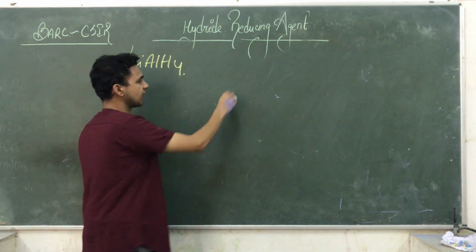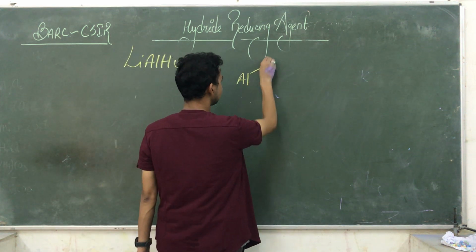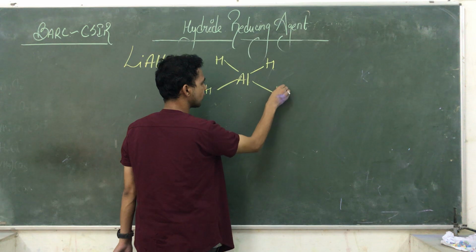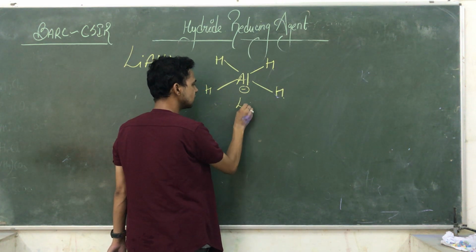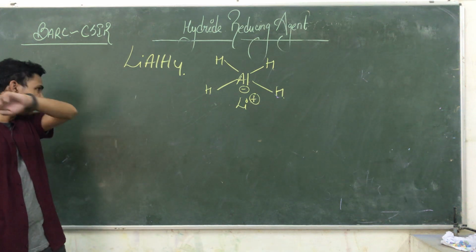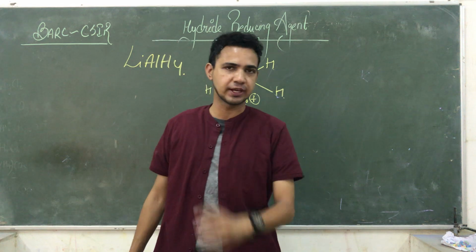Its structure is to be like this. That is aluminium. That is lithium aluminium hydride. One hydrogen is here, another hydrogen, and one more hydrogen having a negative charge. One lithium is also attached here partially. So that is known as lithium aluminium hydride. Here all hydrogens are available in the form of H negative.